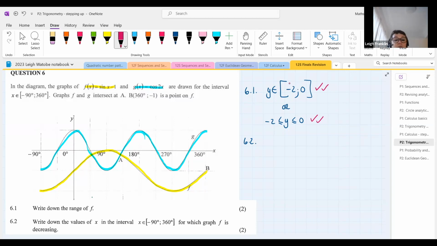Question 6.2 asks us to write down the values of x in the interval from -90 to 360 for which f is at a minimum. So where is that going to be? Where is f at a minimum? Oh, sorry, not a minimum. What am I talking about? Sorry, I'm very tired today. You'll just have to excuse me. For which f is decreasing, not a minimum. I beg your pardon. So for which values of x is f decreasing?